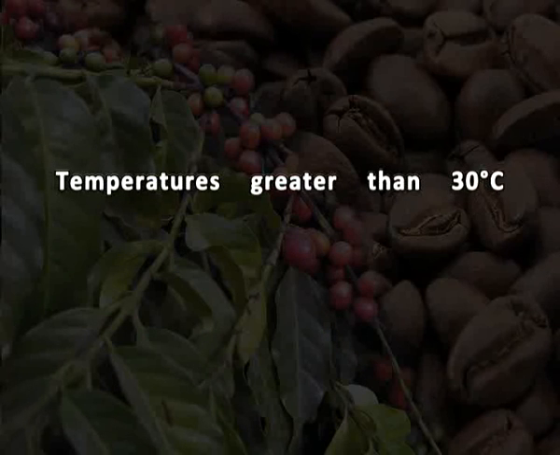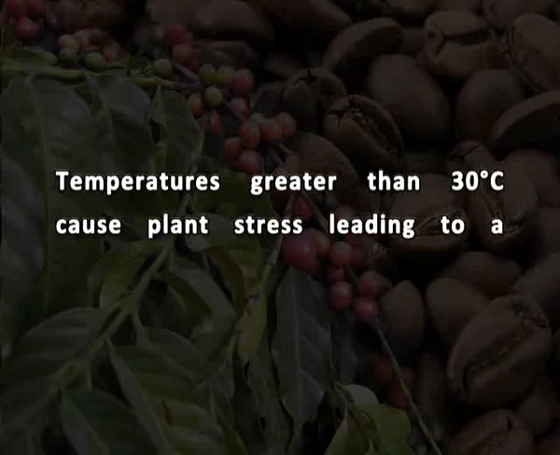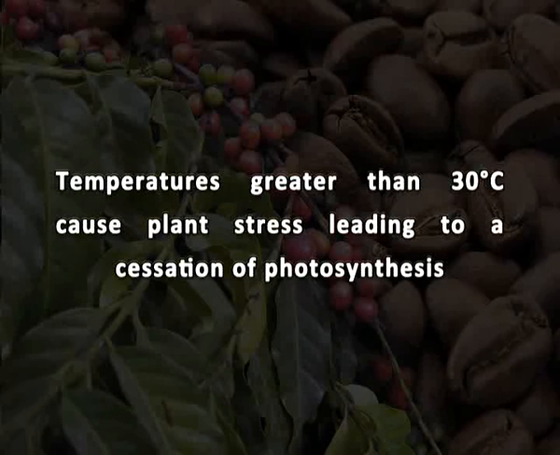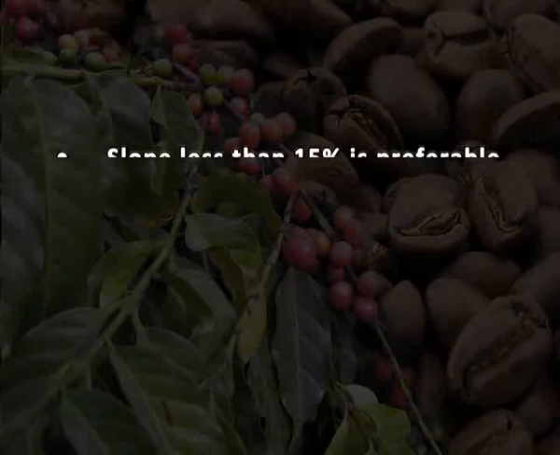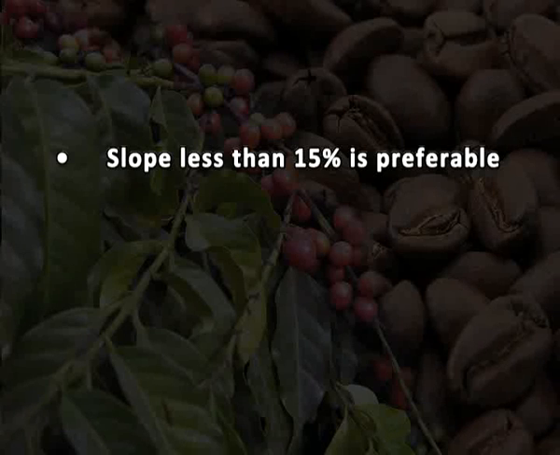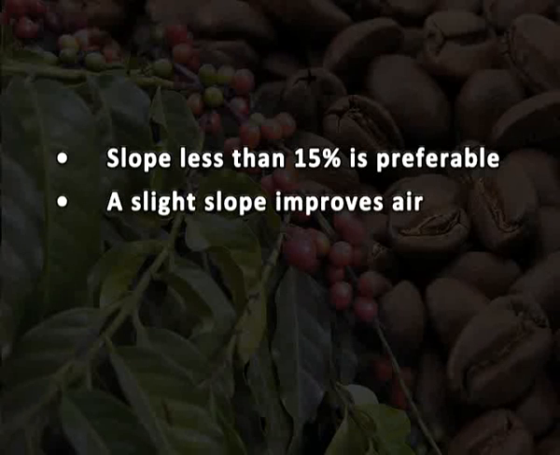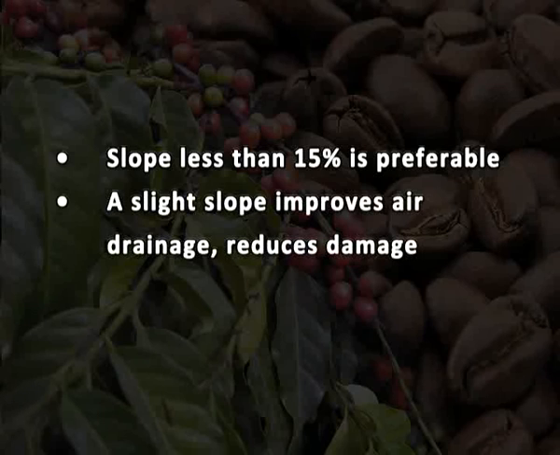Temperature greater than 30 degrees Celsius causes plant stress, leading to cessation of photosynthesis. Slope. A slope less than 15% is preferable. A slight slope will improve air drainage and reduce damage from frost.